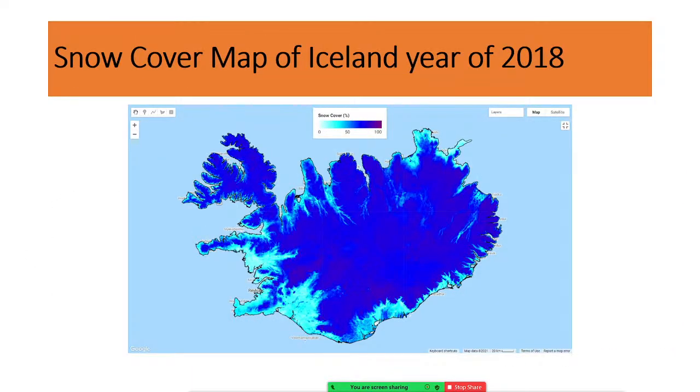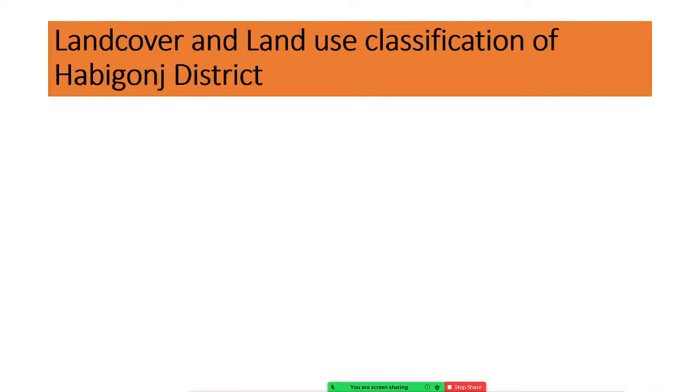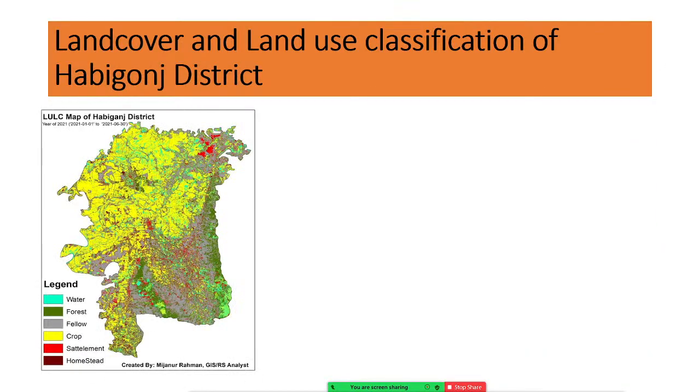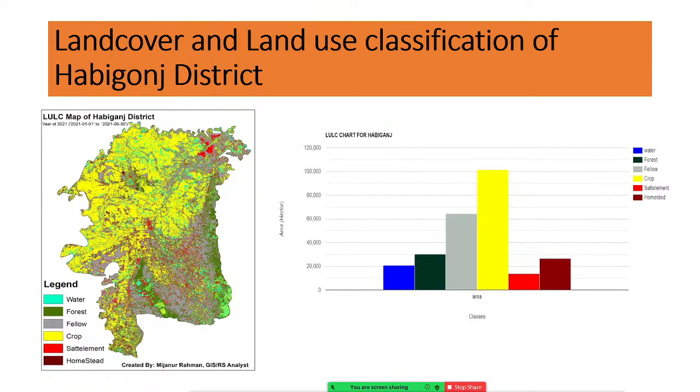This is another one, for the snow cover map. So we can get a lot of advantages, and we can do different types of research and project work using the Google Earth Engine platform. This is the land cover classification district map for the Habiganj district. This is the Bangladesh district. We can also make the time series chart using the Google Earth Engine platform.